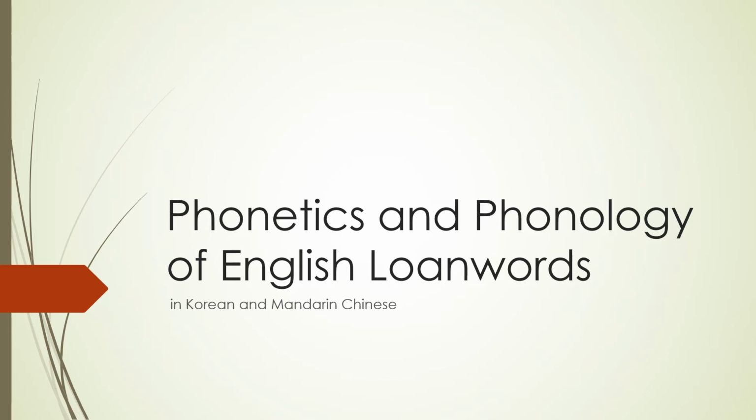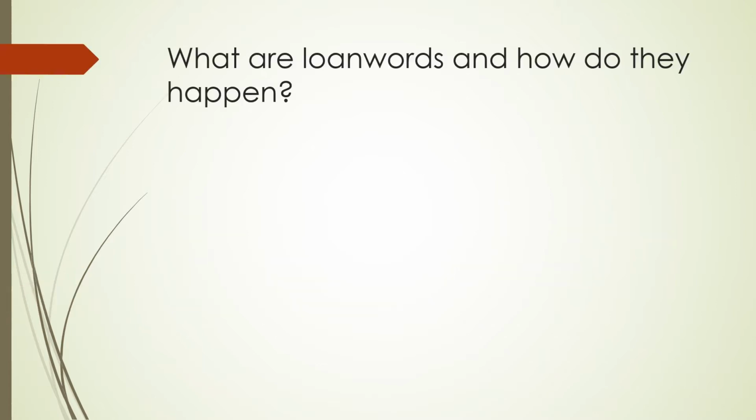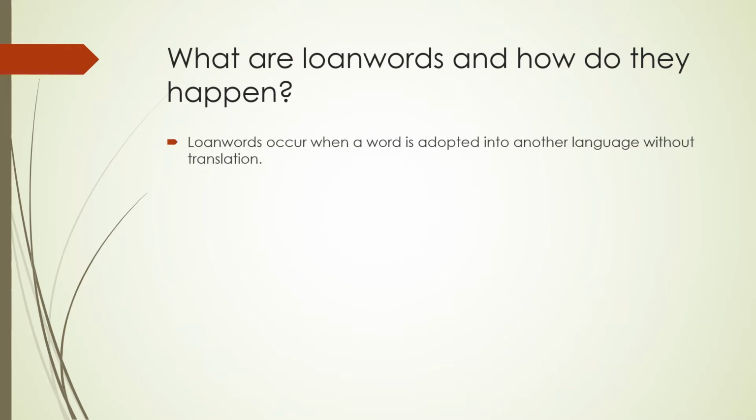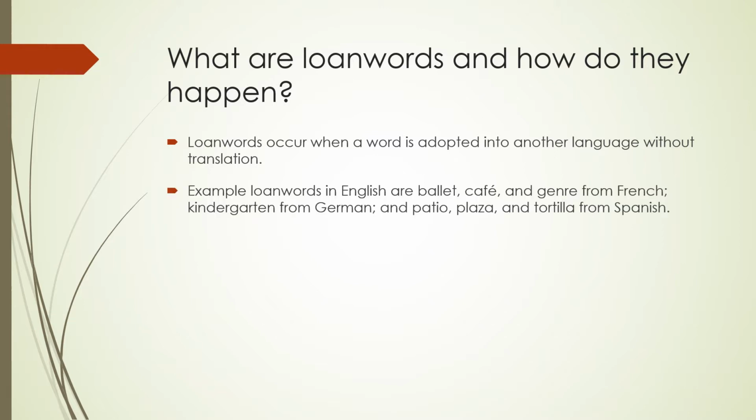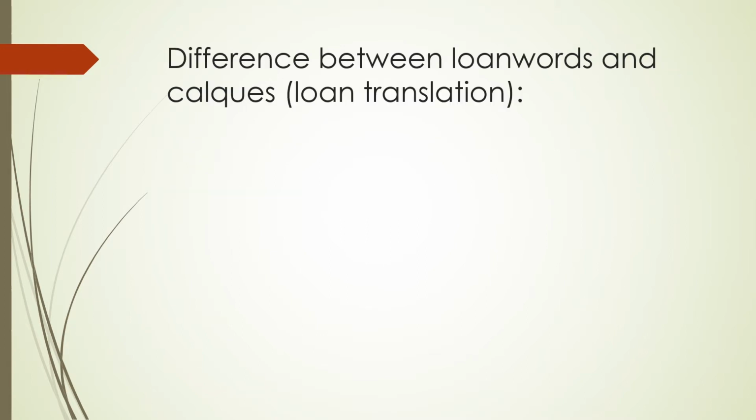My name is Natasha. I chose the Phonetics and Phonology of English Loanwords in both Korean and Chinese as my topic. So first, what are loanwords and how do they happen? Loanwords occur when a word is adopted into another language without translation. Some example loanwords are ballet, cafe, genre from French, kindergarten from German, and patio, plaza, and tortilla from Spanish.